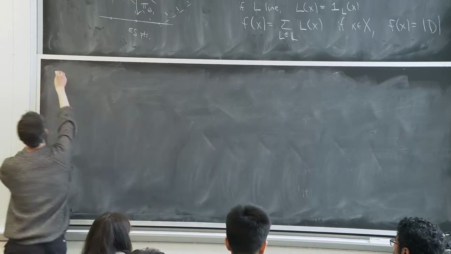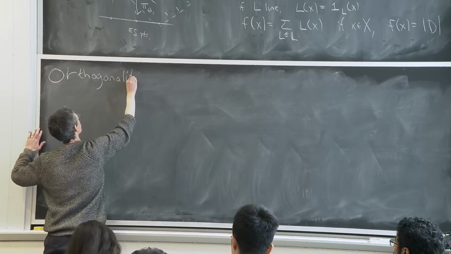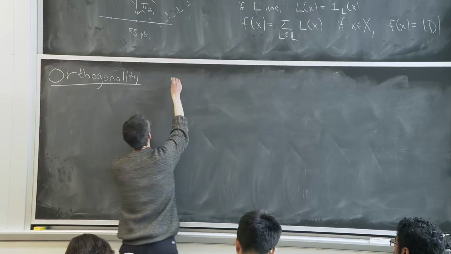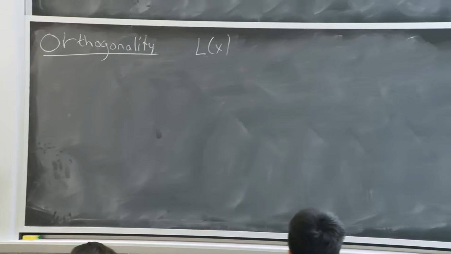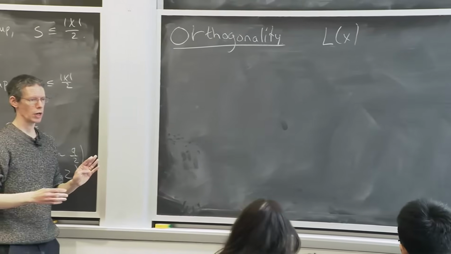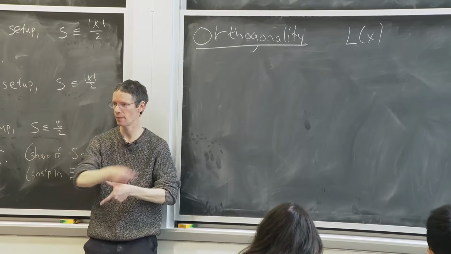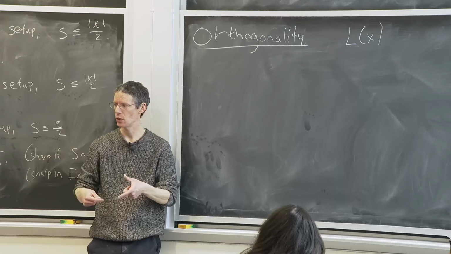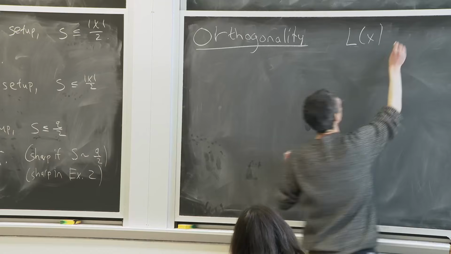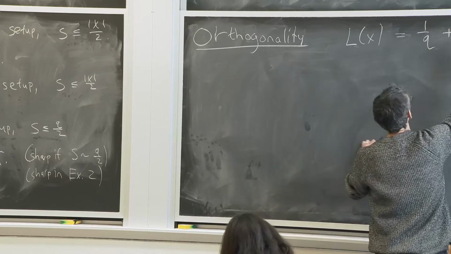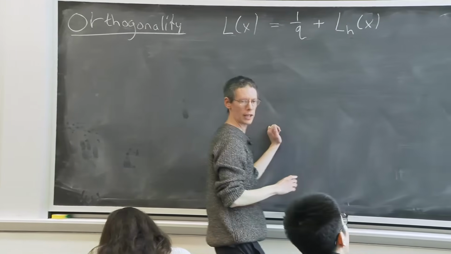OK, so orthogonality. L of x, remember, is the characteristic function of a line. I'm going to decompose it into pieces. There are q points in a line, and there are q squared points in my whole plane. And so the average value of L of x is 1 over q. I'm going to separate that out. That's 1 over q plus a piece that I'll call L sub high of x. That h is for high. We'll talk about that name more in a sec.